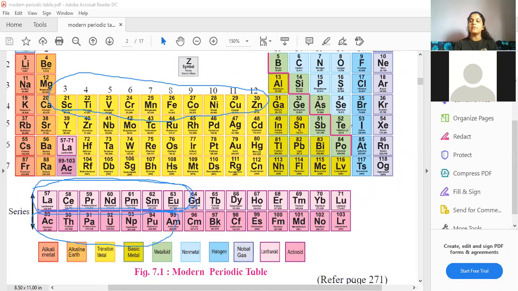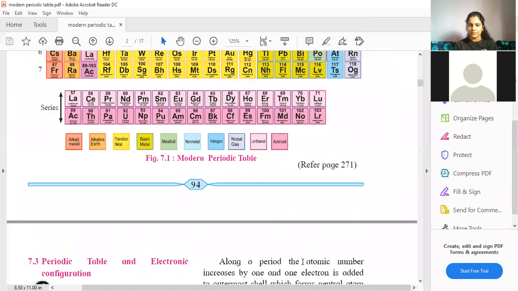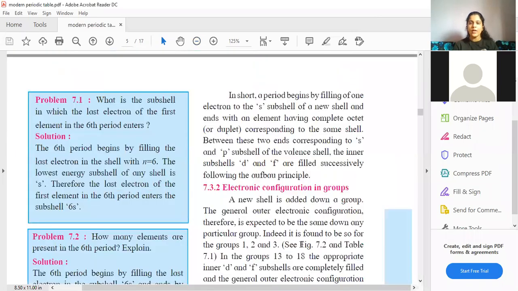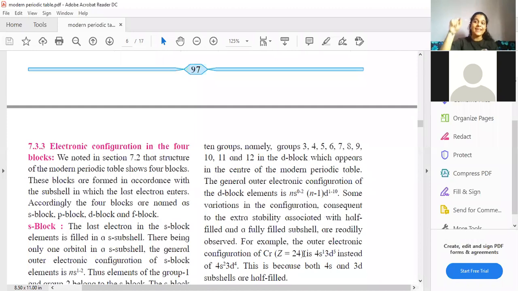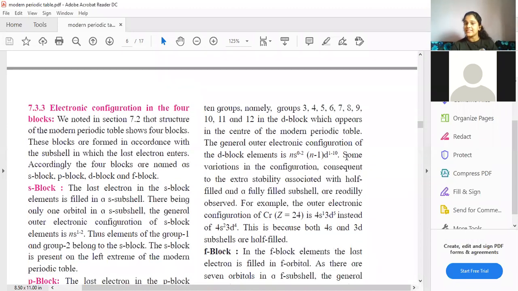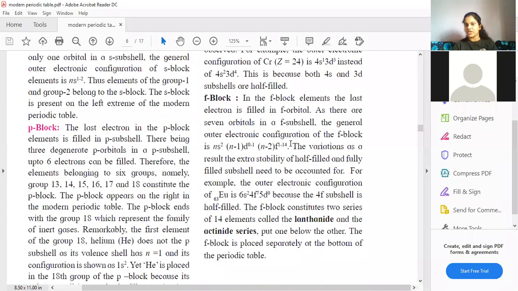So for next time when we meet, what I want you all to do is write the configuration for the first 7 elements of the lanthanoid series and the first 7 elements of the actinoid series. The entire configuration, students. Then go back into your textbook and look at the general configuration, the topic that we are discussing right now, and whatever points I asked you all to mark, the general configuration points. Go and have a look and see if all these elements are satisfying this general configuration that is written over here. Okay, students, please let me know if everyone understood what your homework is for next time.